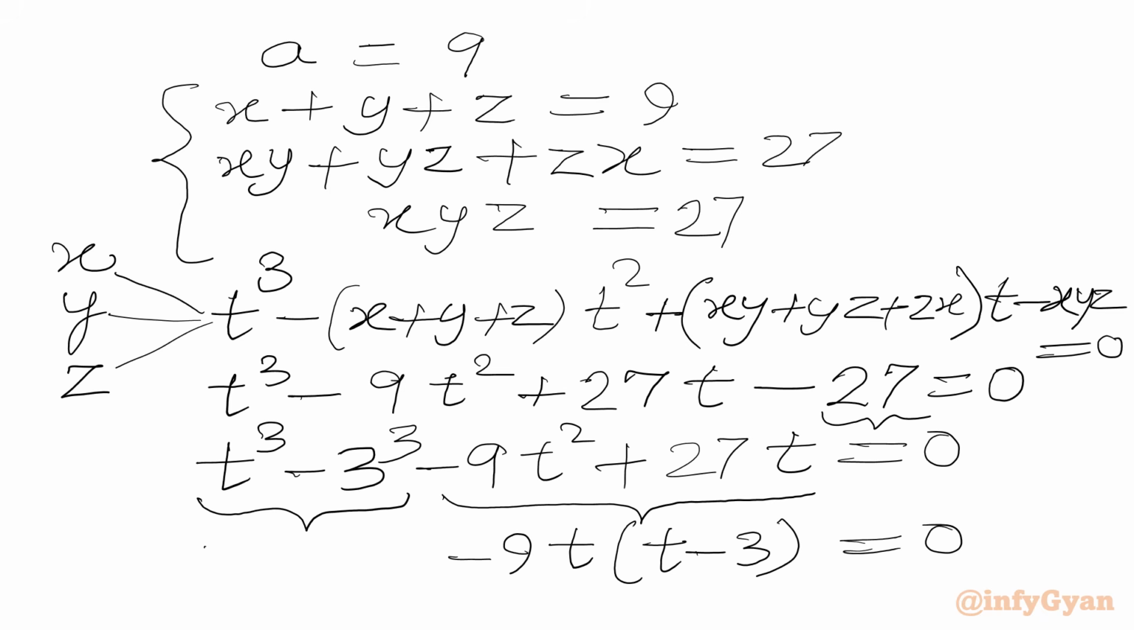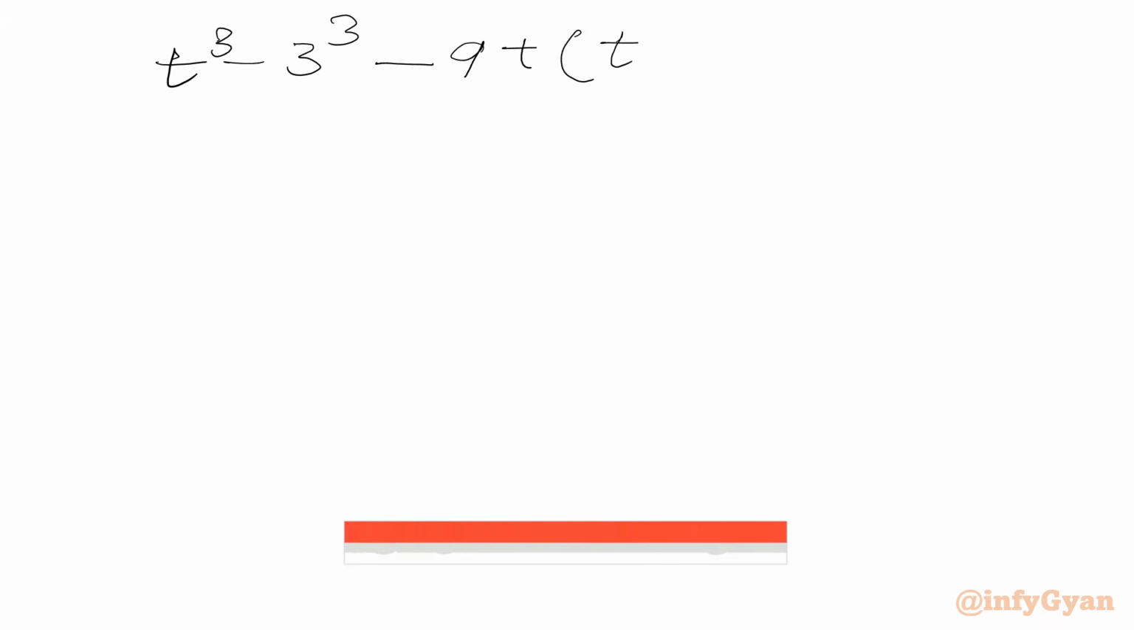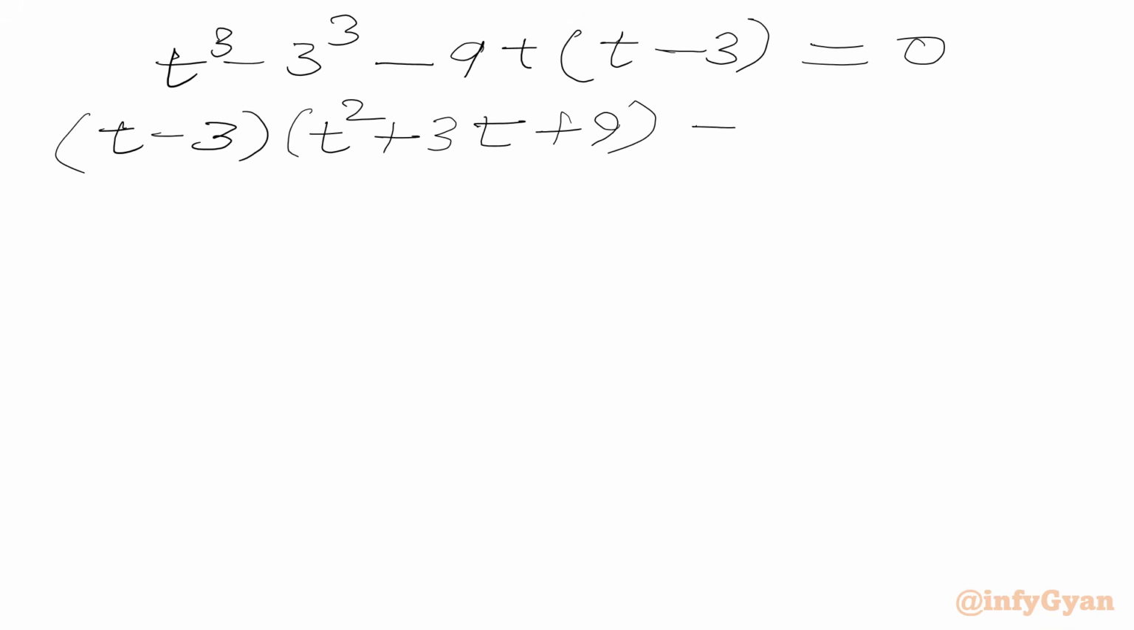RHS is 0 and here we are going to apply the a cube minus b cube formula. Let me write here t cube minus 3 cube, minus 9t was common, in bracket t minus 3 equal to 0. Let's apply a cube minus b cube. We will be getting t minus 3 times t square plus 3t plus 9. Then we have minus 9t in the bracket t minus 3 equal to 0.